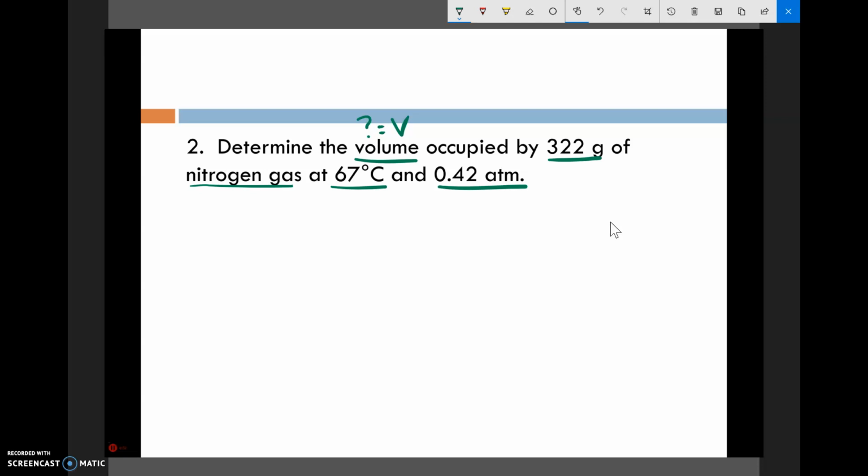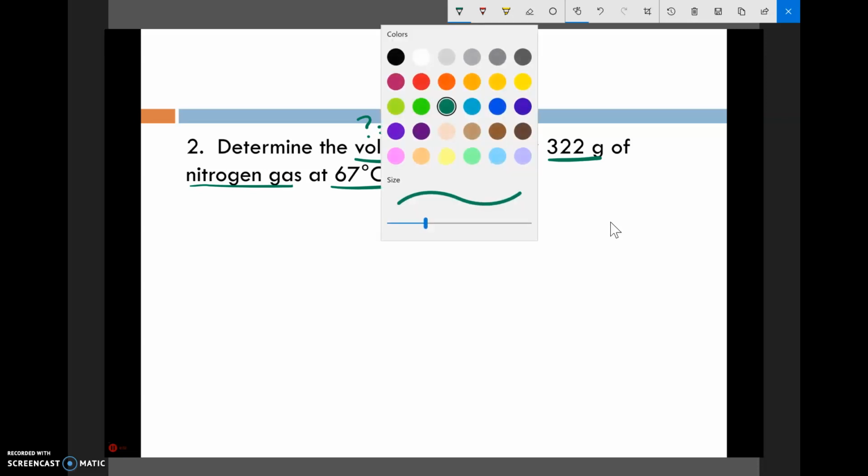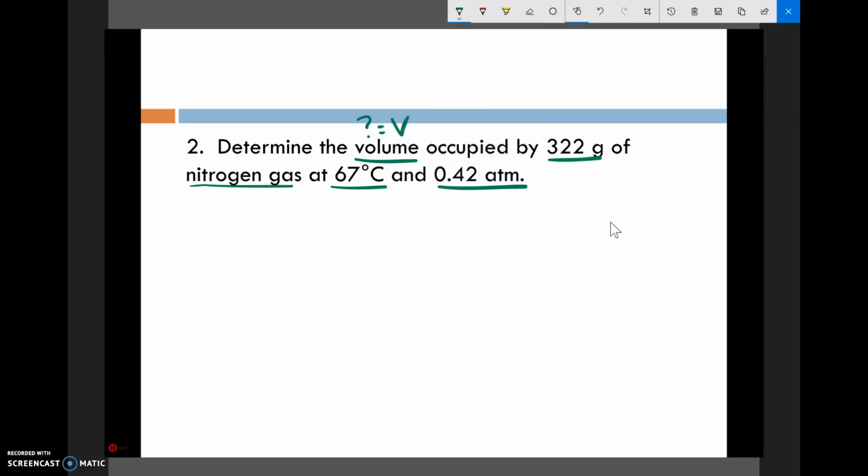Okay, so we obviously know that our volume is V. And right here, grams can be converted into moles. We've got a temperature and we've got pressure. So we've got a volume, an amount in moles, temperature and pressure. Well, this has to be PIVNERT. But now you have to make sure that all of your units are exactly what PIVNERT wants.